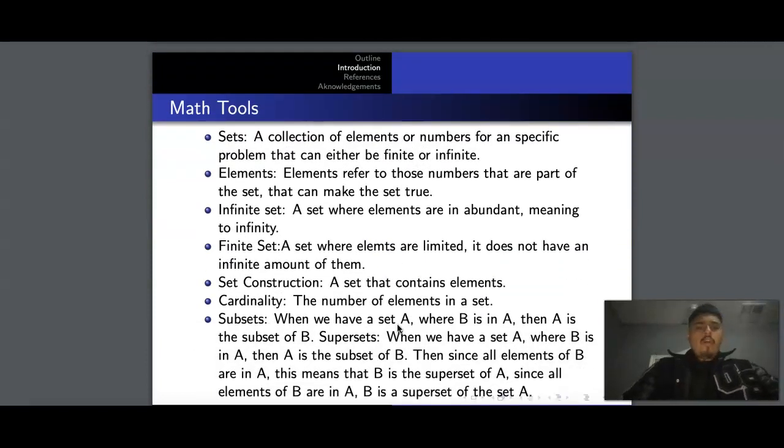For the math tools, basically we have sets, elements, infinite, and infinite. Sets is basically a collection of elements, which cardinality measures. Elements is basically all those numbers or symbols that are part of the set.